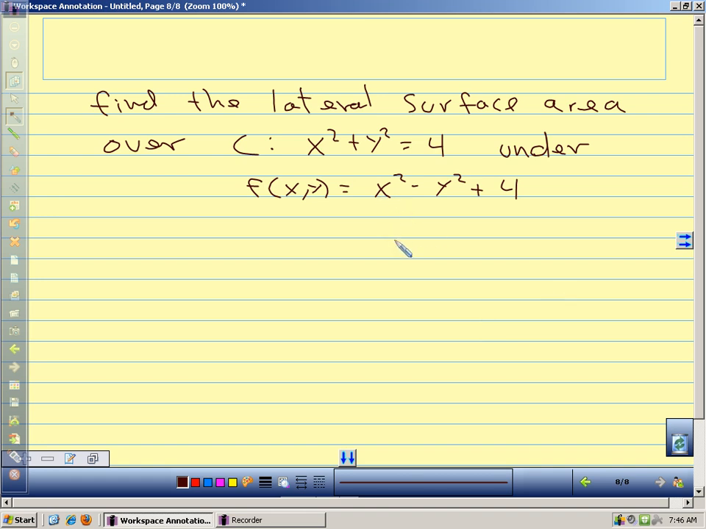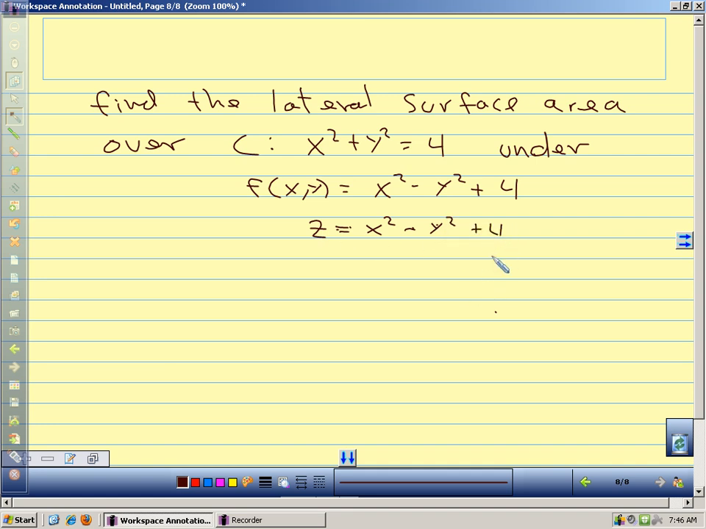if the problem asks us to find the volume over a region bounded by f of x, y equals x squared minus y squared plus 4, what is this function telling us? And what variable does f of x, y represent? Z. So we could think of this as z equals x squared minus y squared plus 4, sorry.